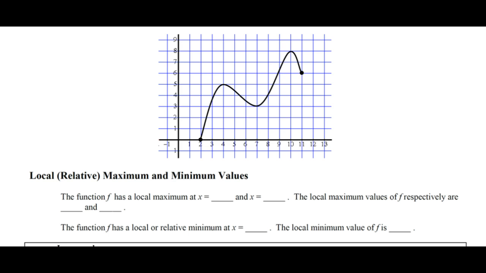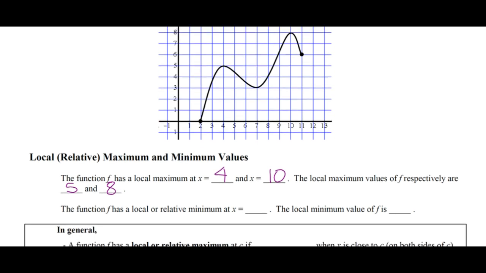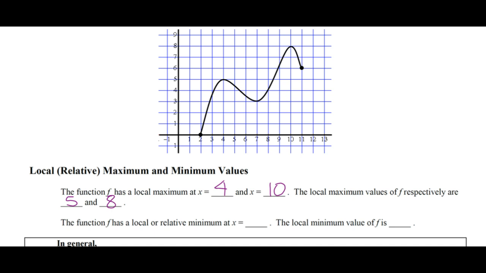Local or relative maximum and minimum values. So the function f has a local maximum at x equals 4 and x equals 10. The local maximum values of f respectively are 5 and 8. The function f has a local or relative minimum at x equals 7, and the local minimum value of f is 12.